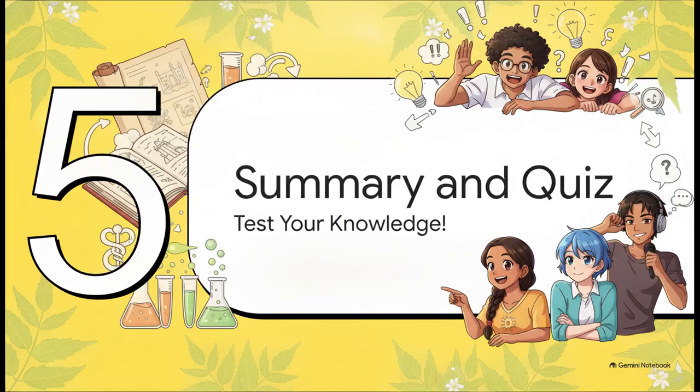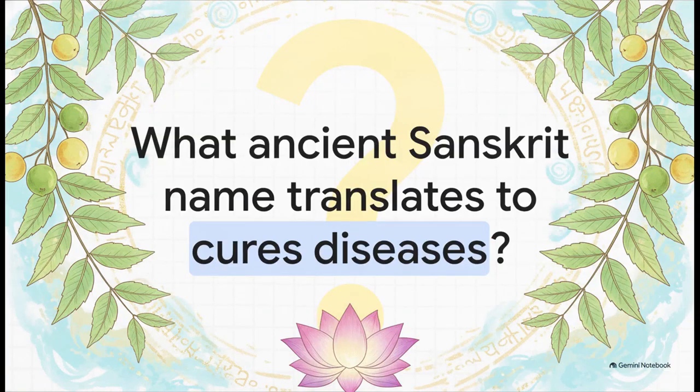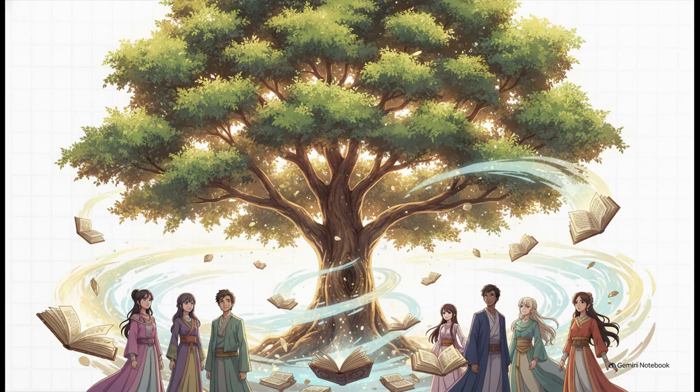And finally, Section 5, Chapter Summary and Quiz. Let's see how well you were listening at the start. Here is question 1. What is the ancient Sanskrit name for neem that translates to the one who cures diseases? I'll give you a second to pause and think. Shout it out if you know it. It's Arishta. Awesome job if you remember that. That word is absolutely crucial because it captures the tree's entire identity from way back in history.